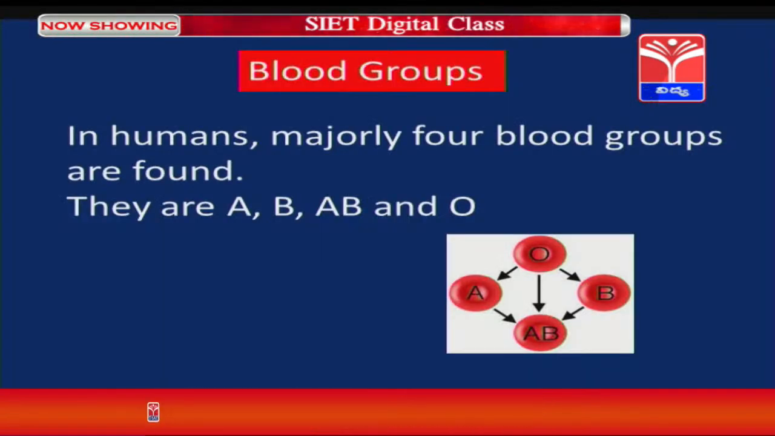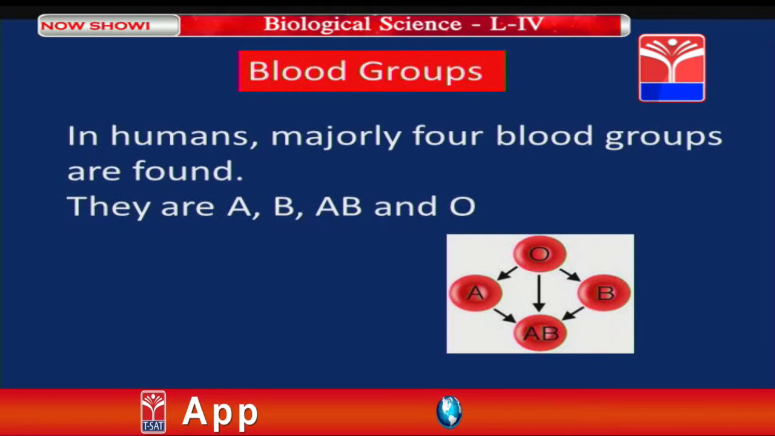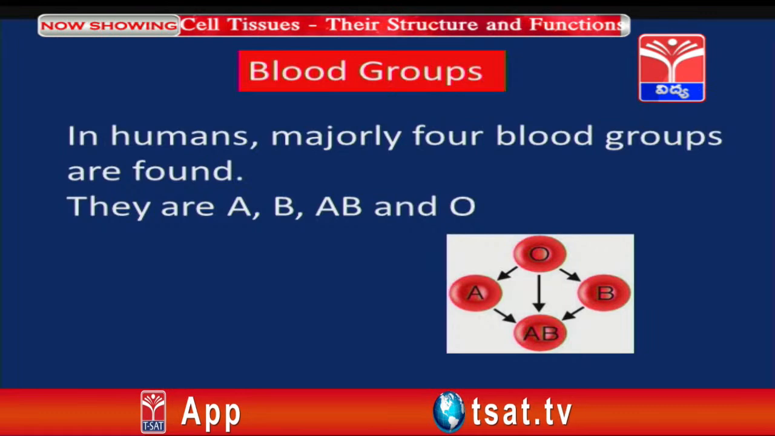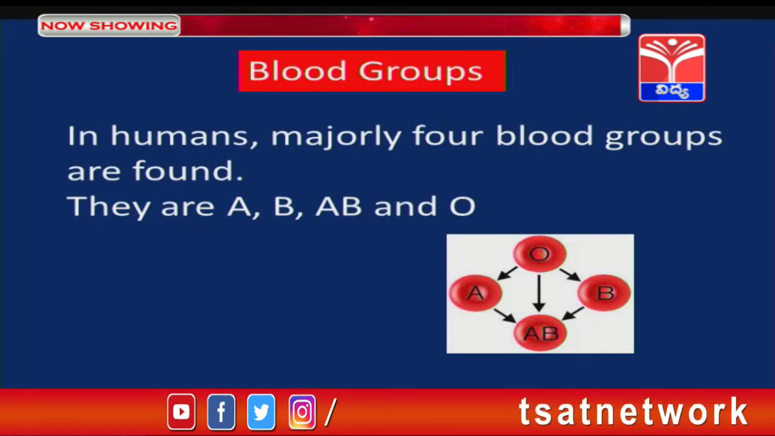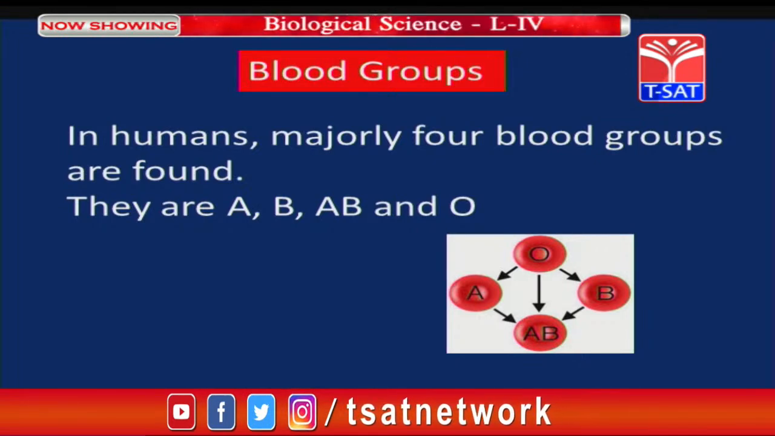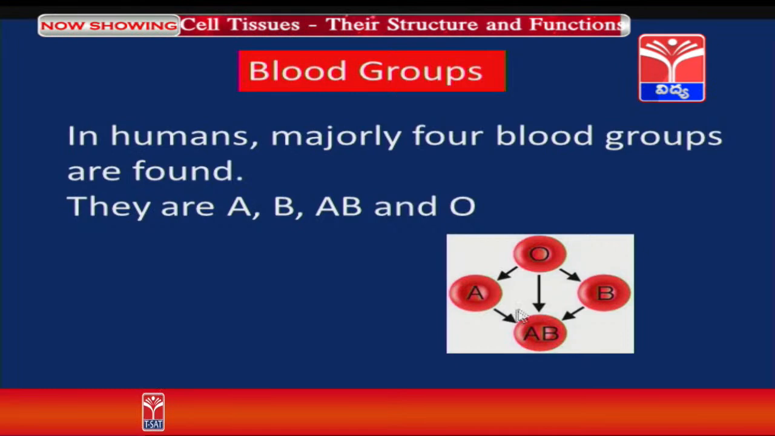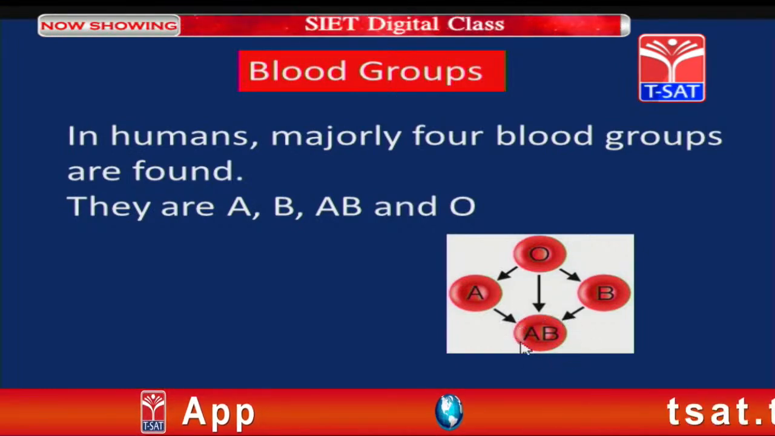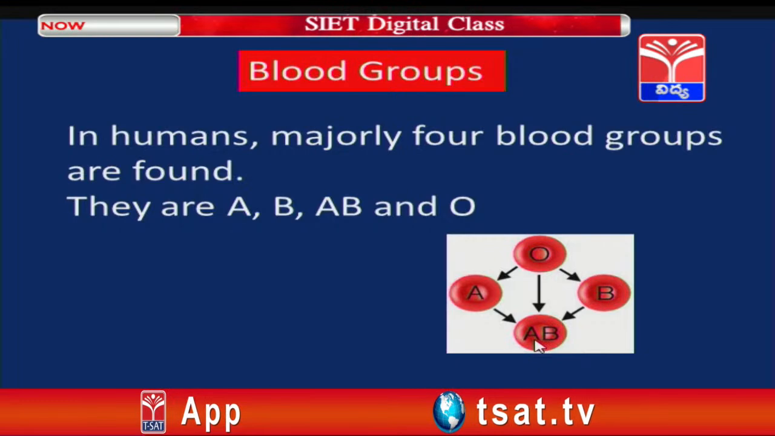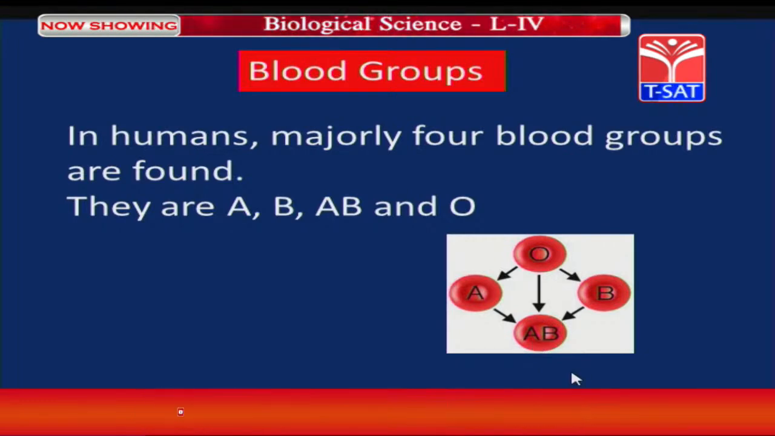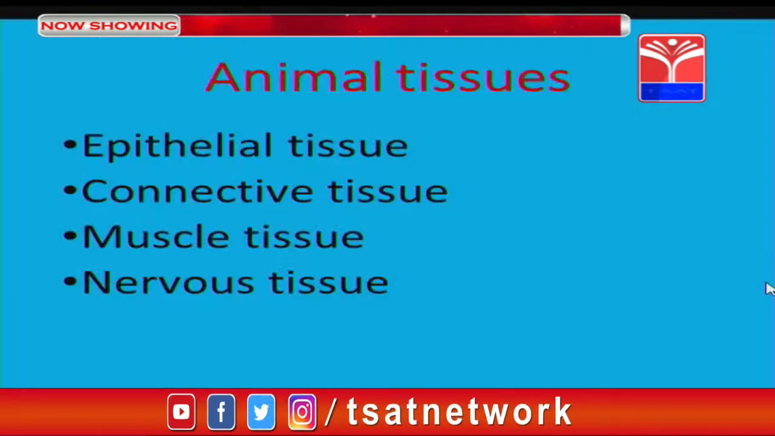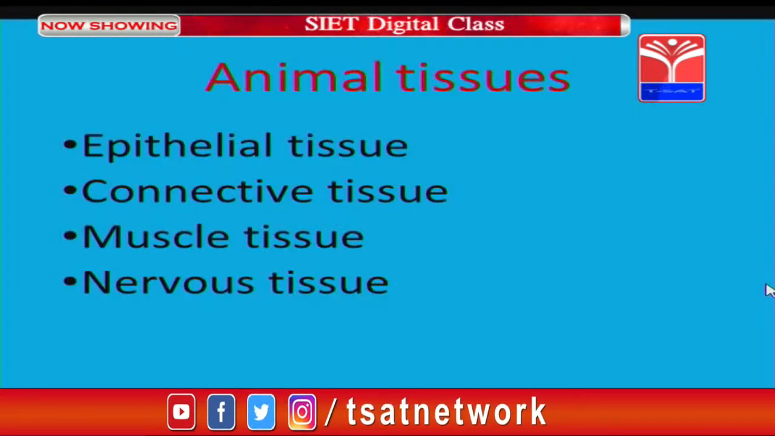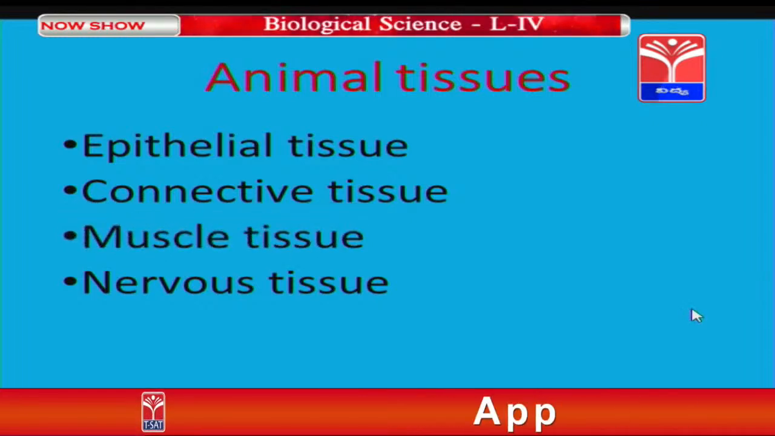Blood groups. Karl Landsteiner first found blood groups in humans. In humans, majorly 4 blood groups are found. They are A, B, AB and O. The persons having AB blood group are called as universal recipients, and the persons having O blood group are called as universal donors. Now, the third type of tissue is muscle tissue.